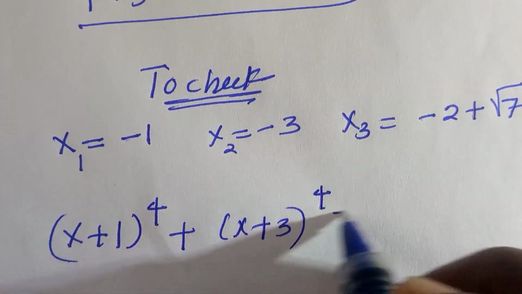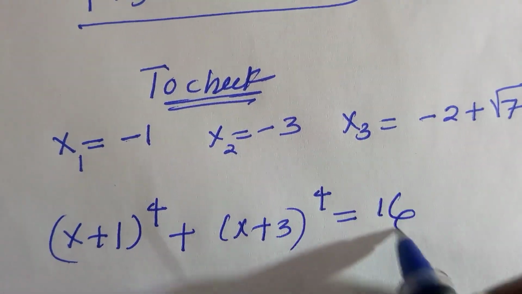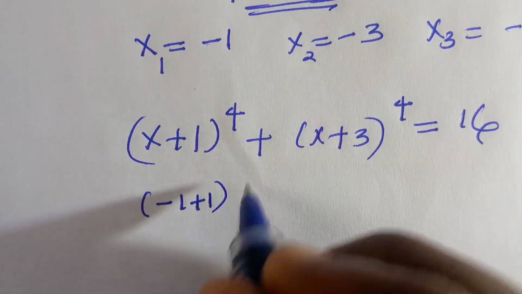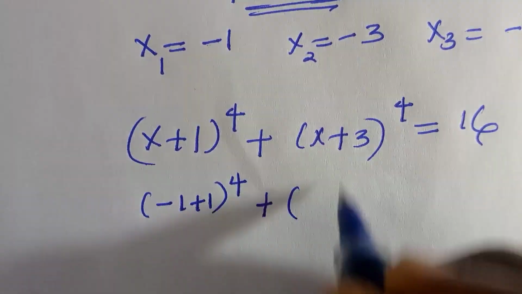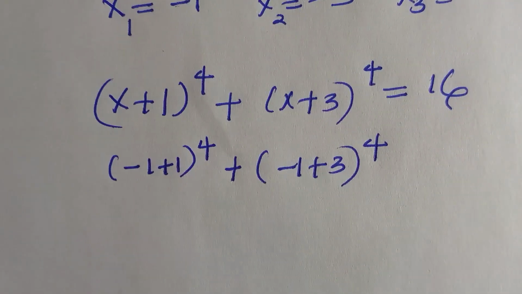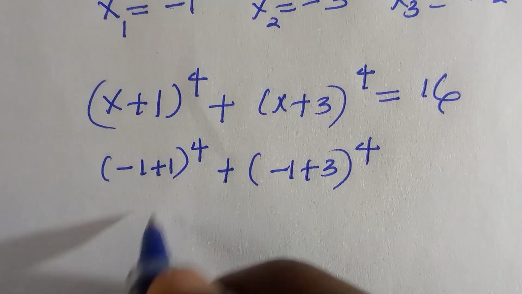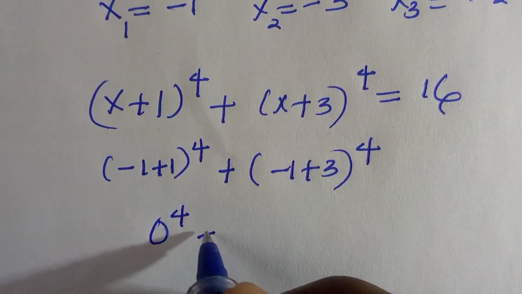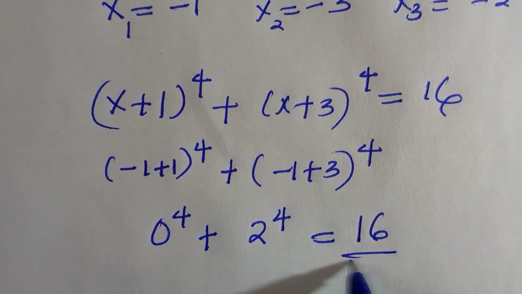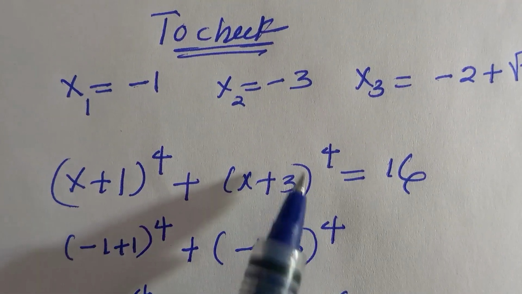And here is the question given to us. And let's see if x equals minus 1. We have minus 1 plus 1 raised to power 4, plus here is minus 1 plus 3 raised to power 4. Minus 1 plus 1, that is 0. So here is 0 raised to power 4, plus here is 2 raised to power 4. Everything equals 16. So x equals minus 1 satisfies this.